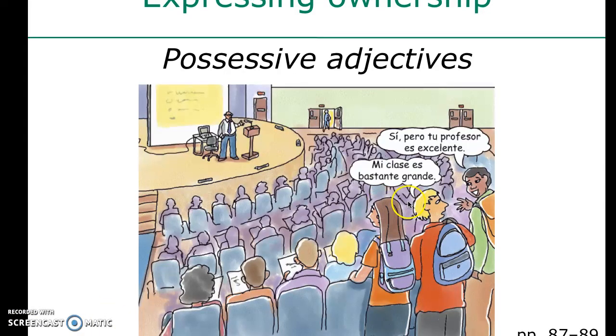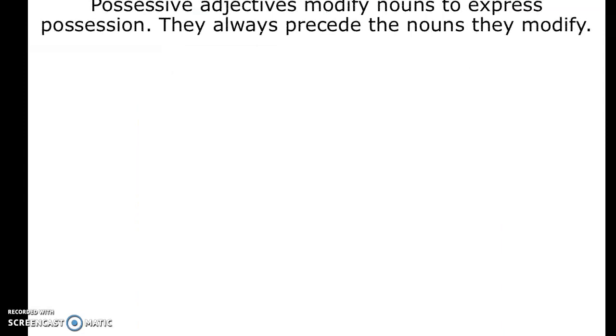And you'll notice here, we do have a couple of examples. Mi clase es bastante grande, right? So we've got mi here. Tu profesor es excelente. So we've got tu. So what you might have noticed is that these possessive adjectives come directly before the noun that they're modifying. And so in the case, tu profesor and mi clase, right?